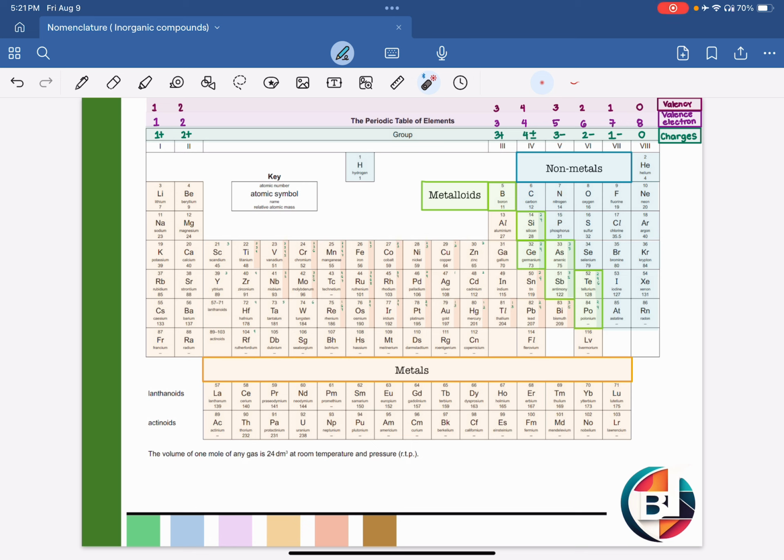Metalloids are positioned between the metals on the left side and nonmetals on the right side. They exhibit a blend of properties, sharing characteristics of both metals and nonmetals.